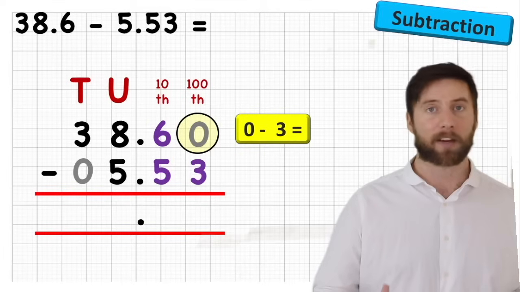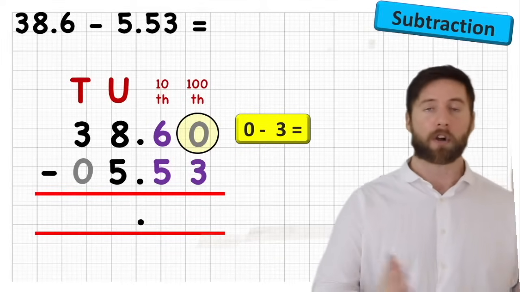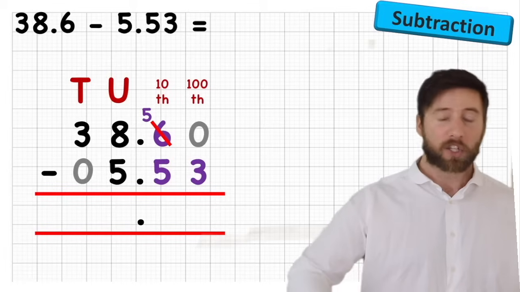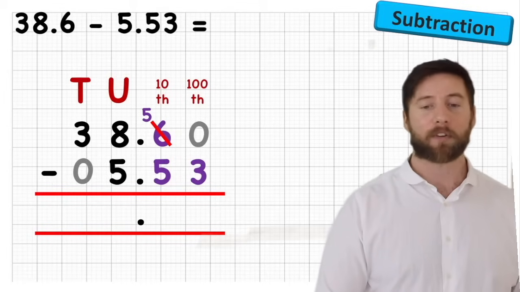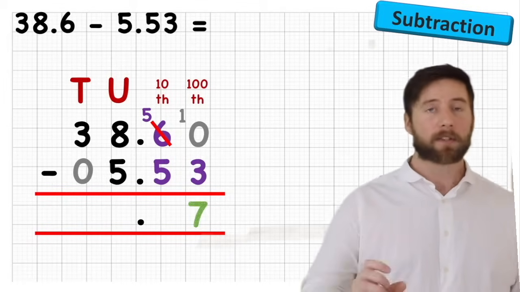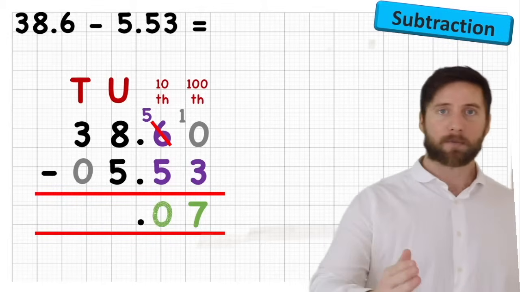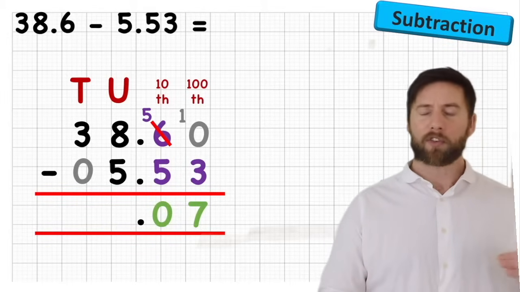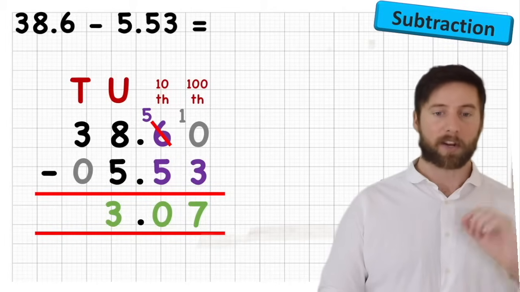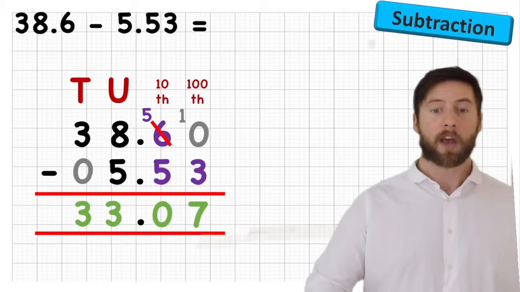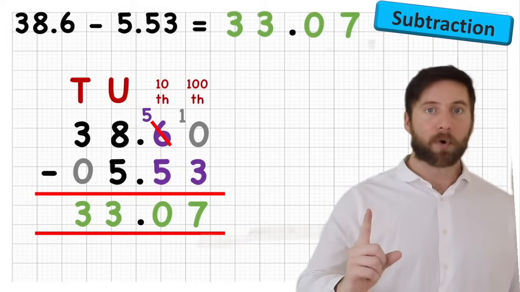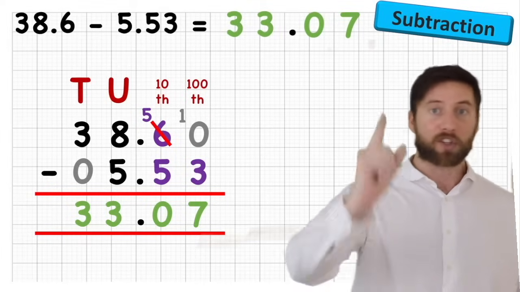Now, can we take 3 away from nothing? No, so we need to borrow from next door, just like we would do in any other subtraction question. So, borrow from next door, take the 6 to a 5, bring the 1 across, 10 subtract 3 is 7, 5 subtract 5 is 0, 8 subtract 5 is 3, and 3, don't forget the other placeholder, 3 subtract the 0 is 3, giving me an answer of 33.07. So I'm going to say that again, it's really important to use your placeholders in subtraction, don't forget.